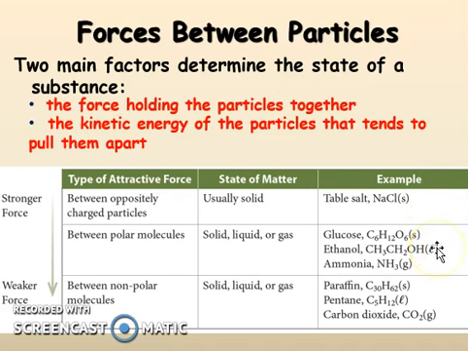Ethanol has hydrogen bonds, but it only has one hydrogen bond. It's a liquid. And then ammonia, even though it does have hydrogen bonds, the NH bond is weaker than the OH bond if you look at the difference in electronegativity. But really, at the end of the day, the state of matter, I'm just showing you that it varies.